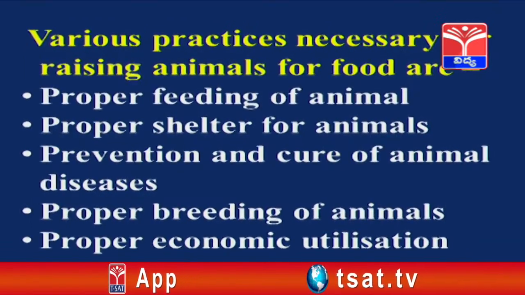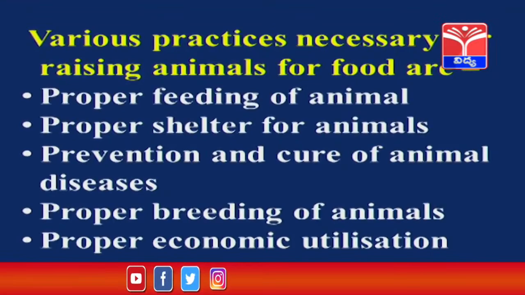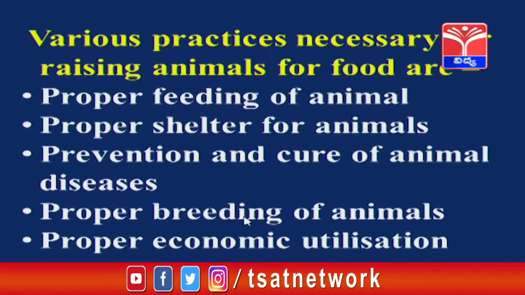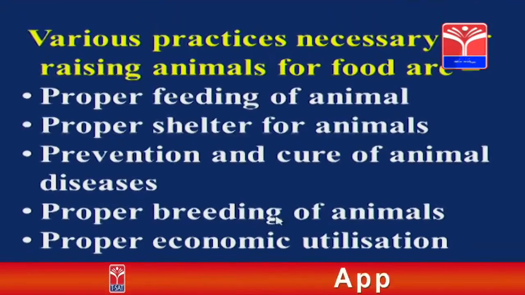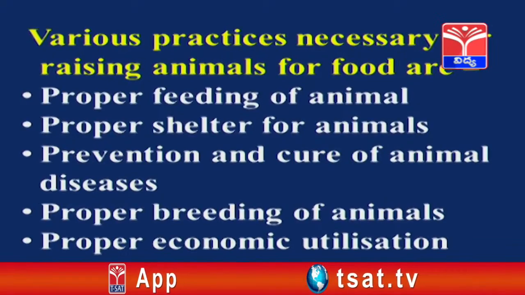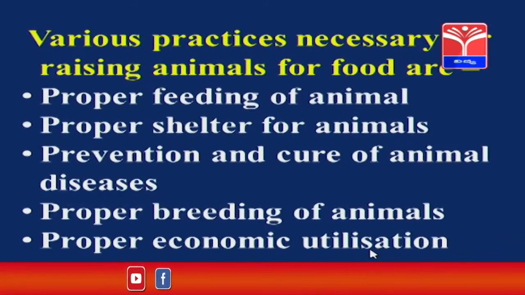Now, what are the various practices necessary for raising animals for food? It includes feeding, shelter, protection from diseases, as well as breeding these animals, that is, they have to undergo the process of reproduction. And the last one is proper economic utilization of the animals. These are the various practices necessary for raising animals.